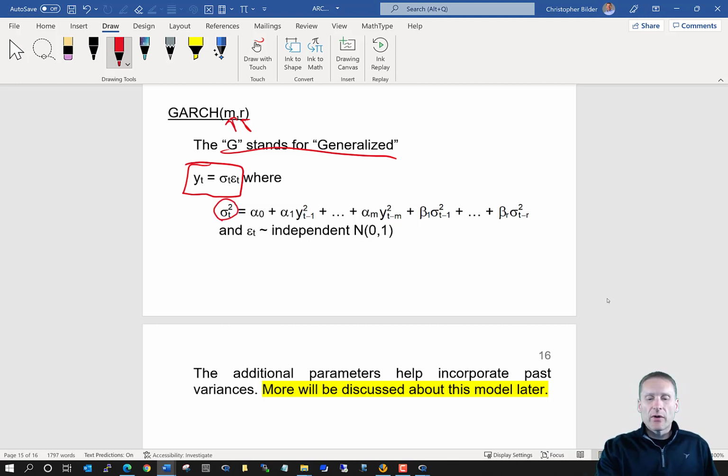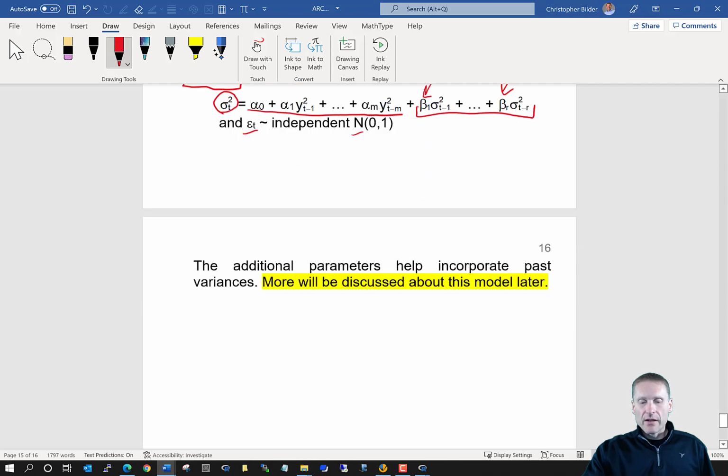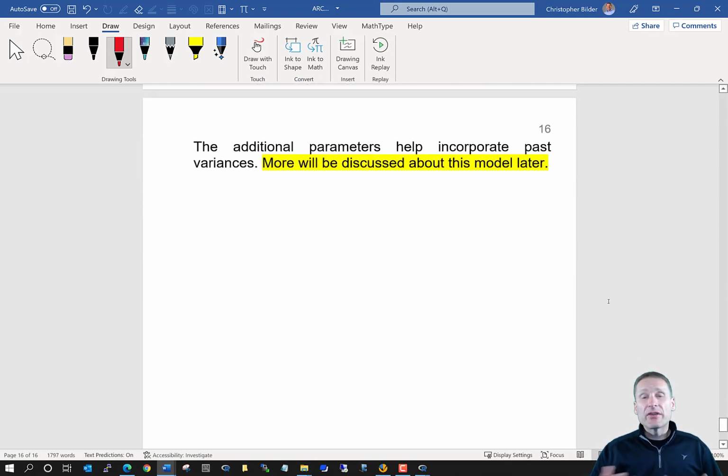But now the sigma squared t is not only dependent upon these past values of y squared, now it's also dependent upon these past sigma squareds as well. And we have parameters, beta 1 through beta r, that we will want to estimate. The epsilon sub t's are still distributed independent with mean 0, variance 1. For estimation purposes, we will start with a normal distribution there. So again, we'll talk about this kind of model more later.